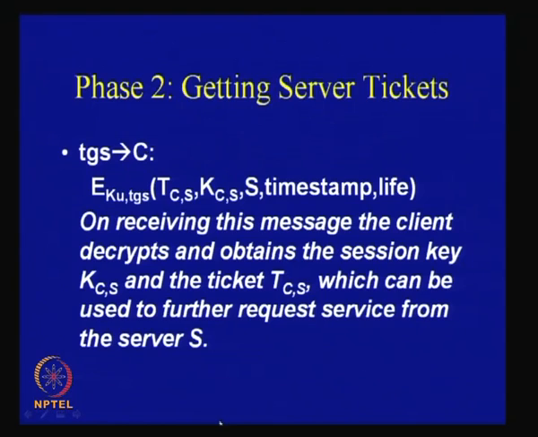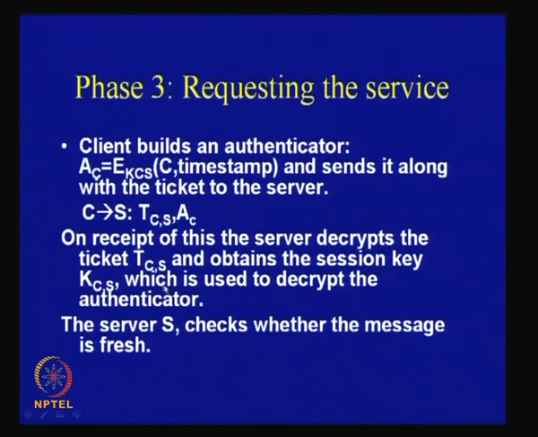So now the client will communicate with the server S, and it will simply send the ticket TC,S along with an authenticator, which is generated similarly to the previous authenticator, only this time you are encrypting the corresponding timestamp with the session key KC,S, right? So the idea is that when the server receives it, it obtains the session key, and if it wants, it can again send back the corresponding timestamp, so that it is again clear that there is no case of replay between the client and the server, right?